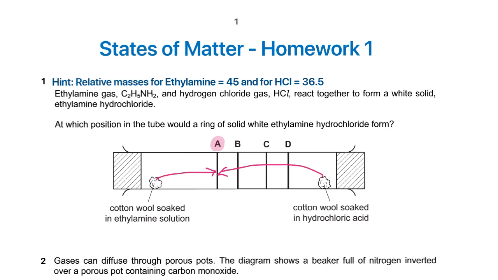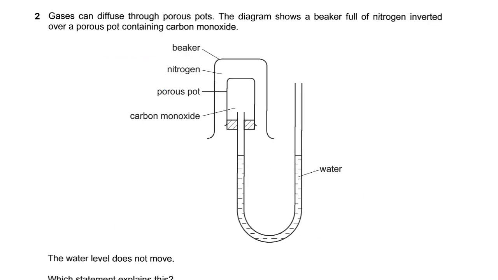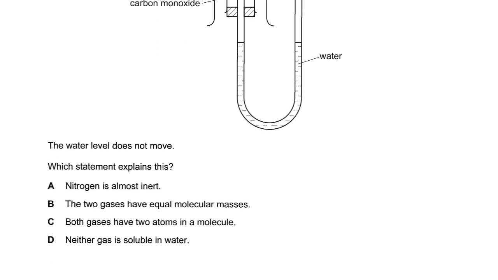All right, let's move on to the next question. Gases can diffuse through porous spots. The diagram shows the beaker full of nitrogen inverted over a porous spot containing carbon monoxide. Now, a lot of people had issues with this question. So you have nitrogen, which is N2, right? It's N2. And carbon monoxide is carbon and oxygen. And let's take a look at the options.